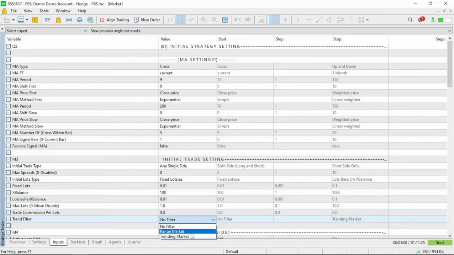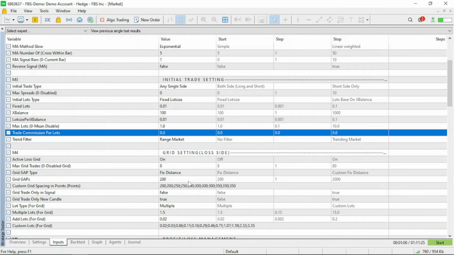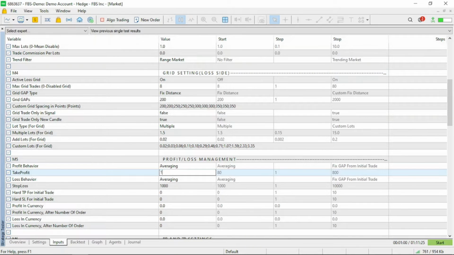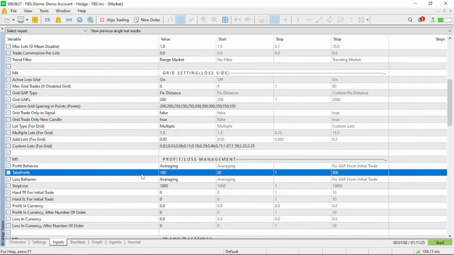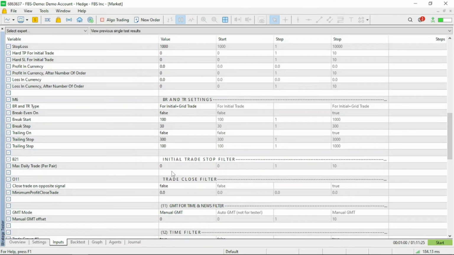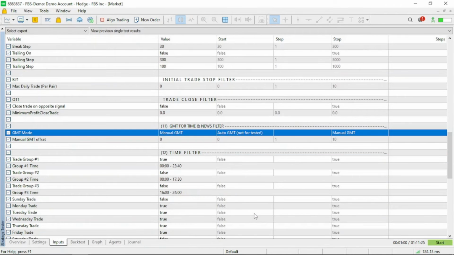I found great success with the trend filter since it's been updated, so I will set it to a range market and use the default for the grid and increase our take profit from 8 pips to 18 pips. It is important to adjust the take profit for your own individual broker. For now, the other filters that are available, I will be leaving on default.